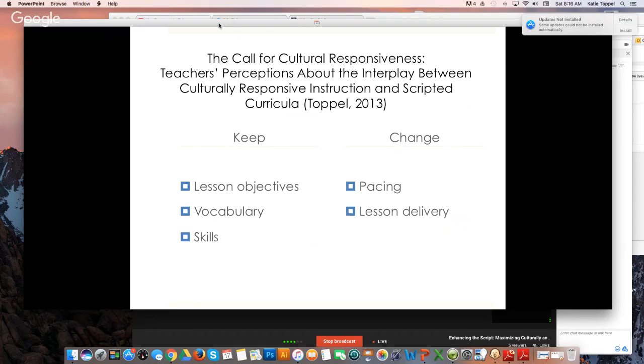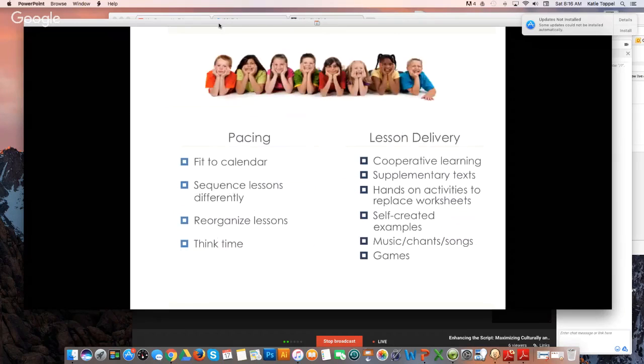Yet pacing and lesson delivery are two aspects that can be completely changed without interfering with the heart of the curriculum. So when it comes to pacing, sometimes we need to make our instruction fit a specific calendar. Therefore, it's not necessarily going to be done as it's written in the curriculum. We need to adjust it. Sometimes we need to sequence lessons differently or reorganize the lessons.